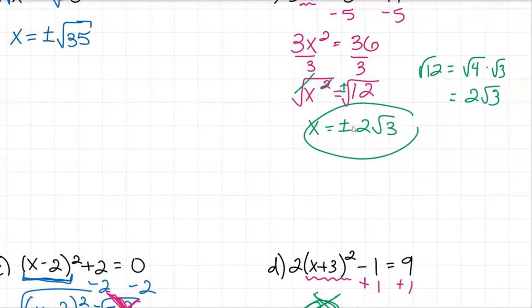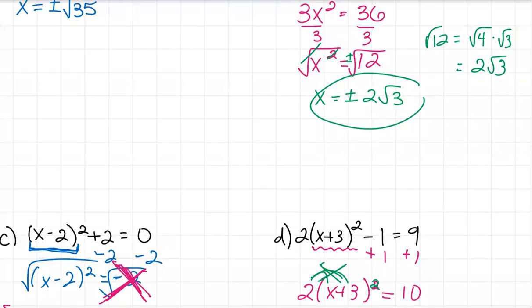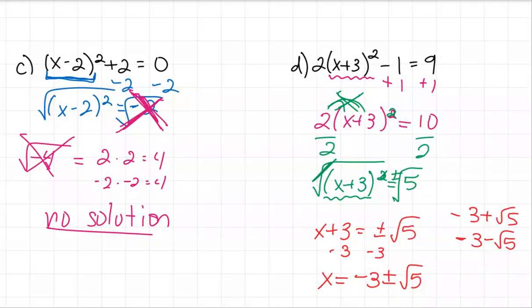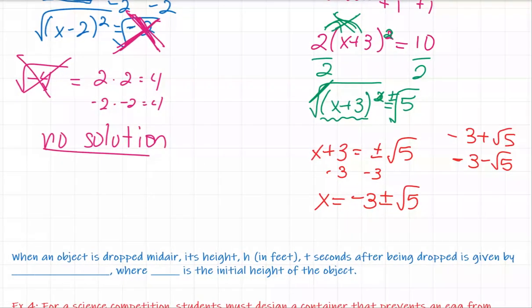Two answers here. One of them is positive 2 rad 3, the other is negative 2 rad 3. One answer is positive rad 35, the other is negative rad 35. So you'll almost always have 2 answers or no answers. There are some cases where you just have 1, but we'll look at that in a little bit.